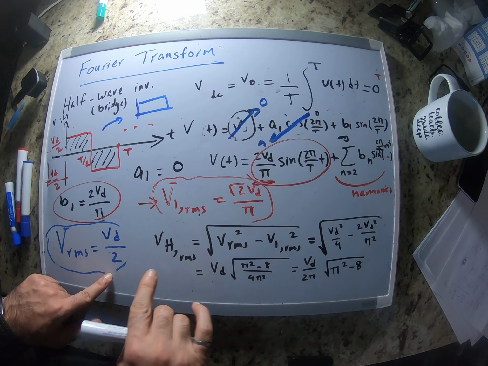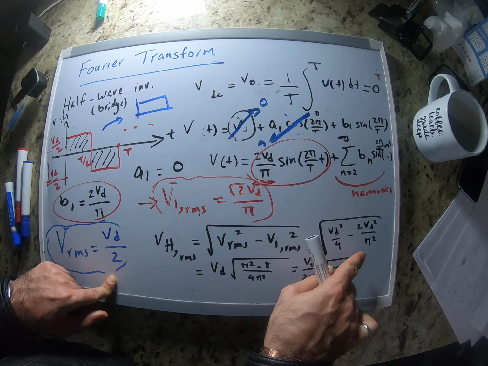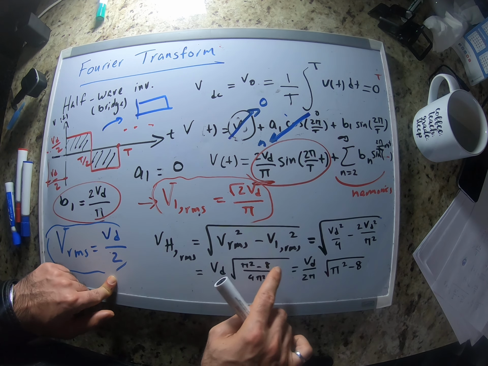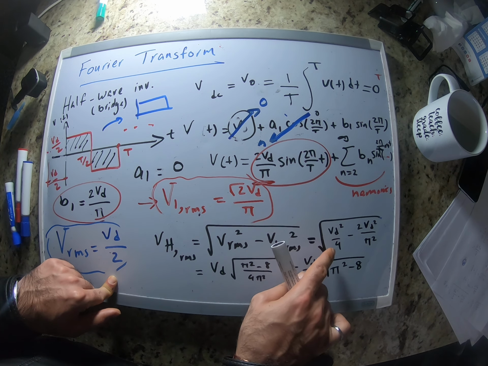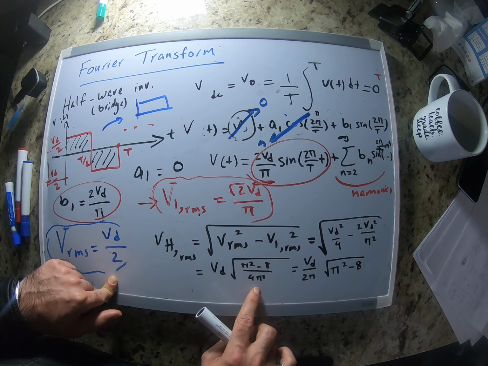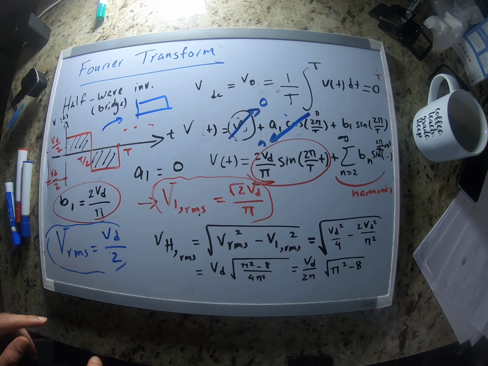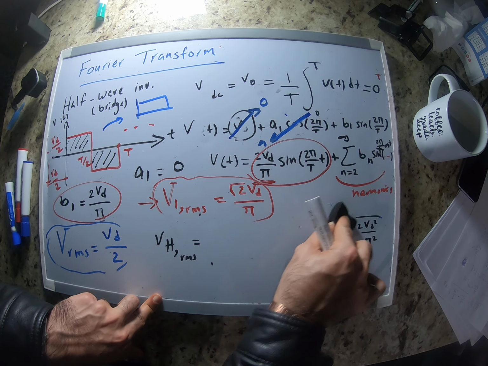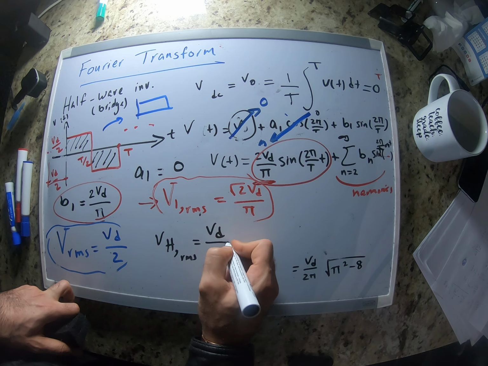Let's double check everything. Vd squared over 4 minus 2 Vd squared over pi squared. Vd comes out, pi squared minus 8 divided by 4 times pi squared becomes Vd divided by 2 pi root of pi squared minus 8. Okay, looks okay. So let's just see why we calculated this one.